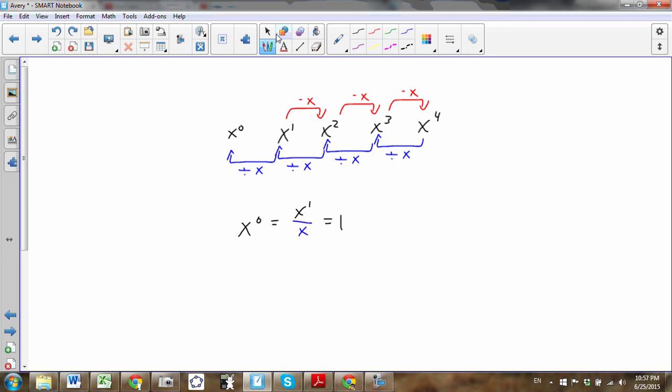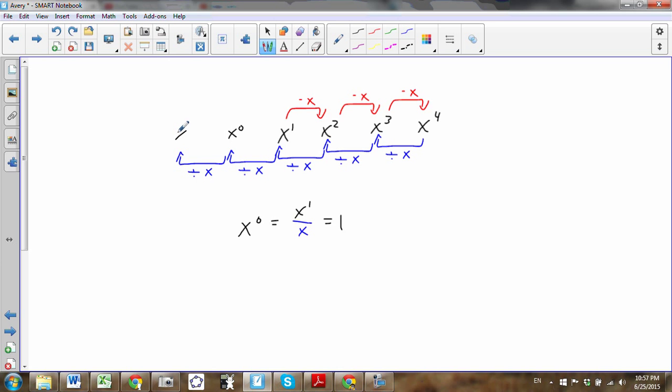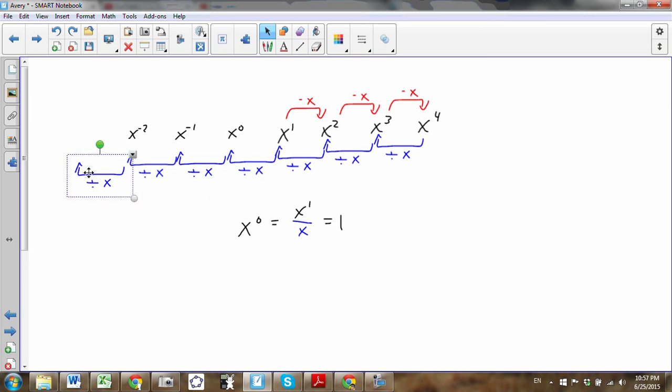Now let's take this even further. Suppose I divide x to the 0 by x. What power of x will I get? I'll get x to the negative first power. And then I divide that by x. I'm going to get x to the negative second power. And I'll go one more, x to the negative 3 power.